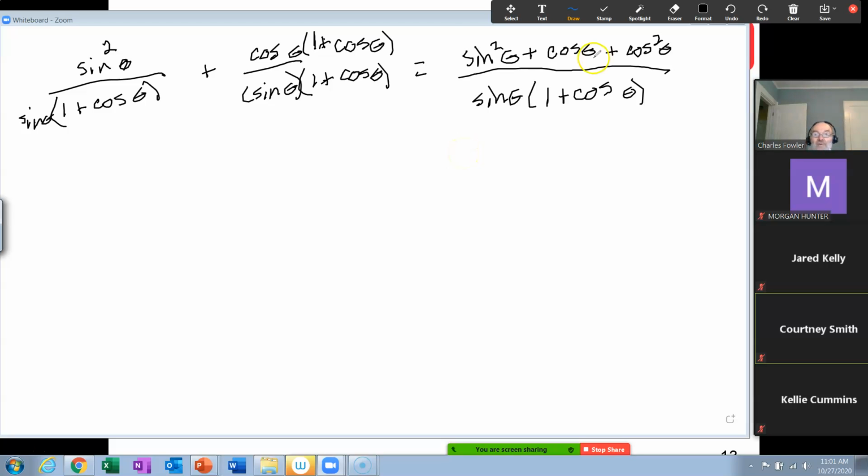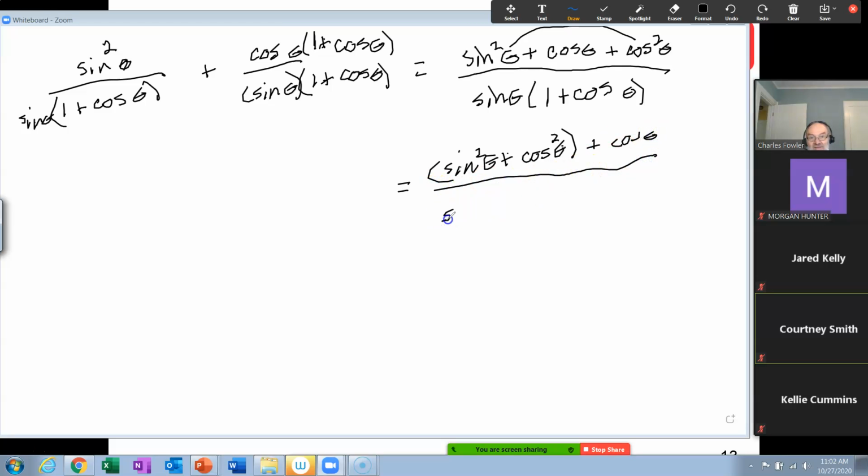Why would I like it in a different order? Because I recognize that sine squared theta plus cosine squared theta is equal to 1. It's a Pythagorean identity. So this would become sine squared theta plus cosine squared theta, I'll write them together, plus cosine theta over sine theta times 1 plus cosine theta.